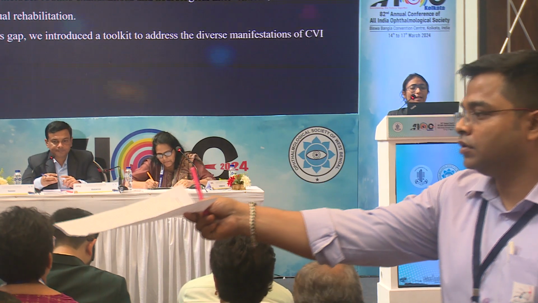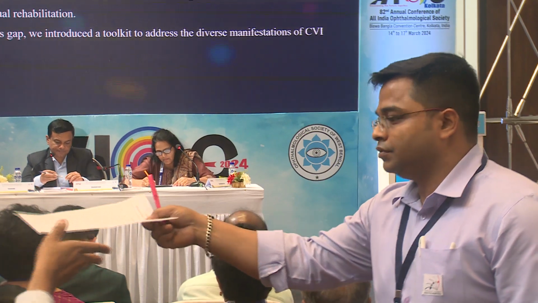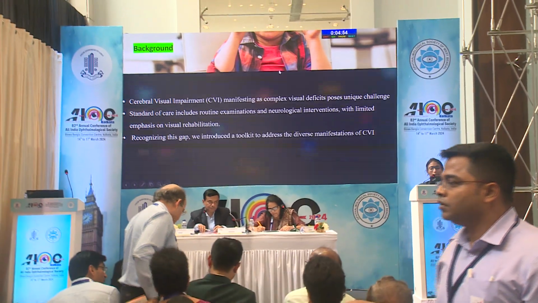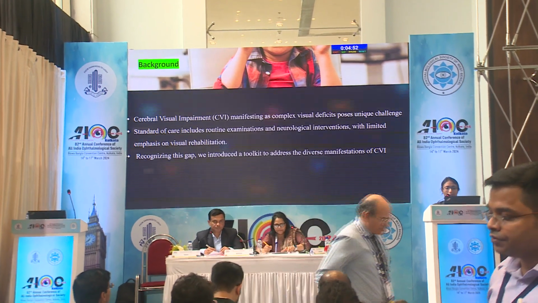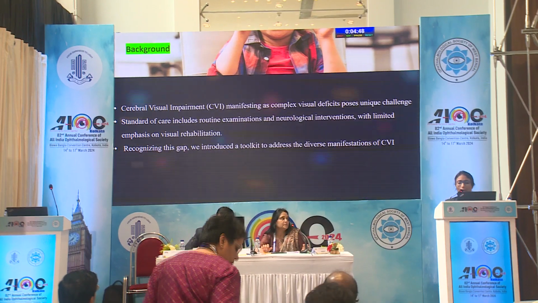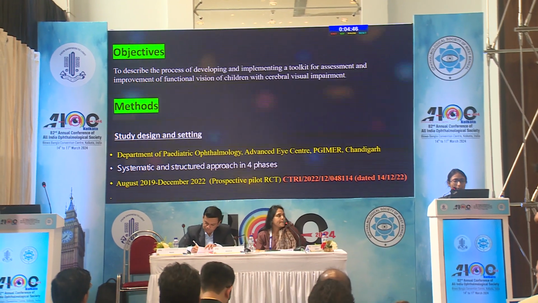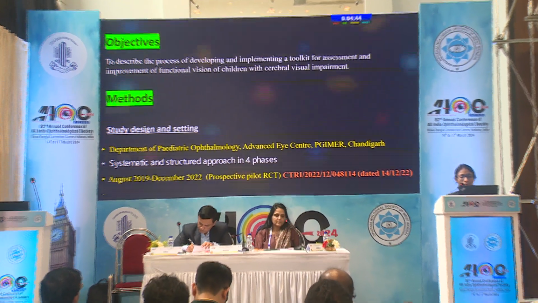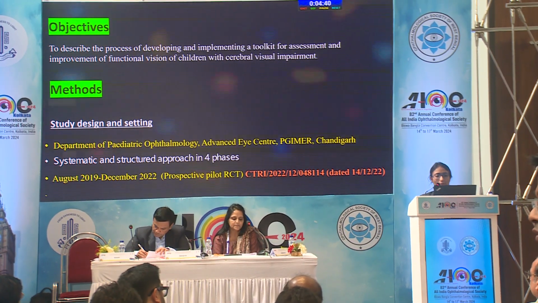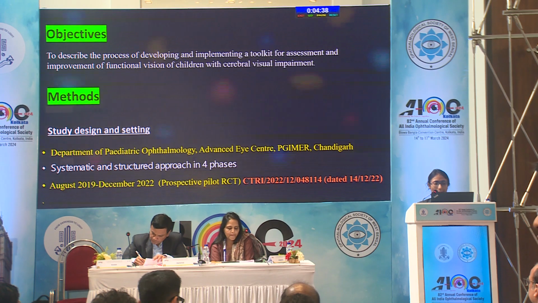Thank you, judges. Cerebral visual impairment, manifesting as complex visual deficits, poses a unique challenge. Standard of care includes neurological intervention with limited emphasis on visual rehabilitation. Recognizing this gap, we introduced a toolkit to address the diverse manifestations of CVI. So the objective of the study was to describe the process of development and implementation of a toolkit for assessment and improvement of functional vision of children with cerebral visual impairment.